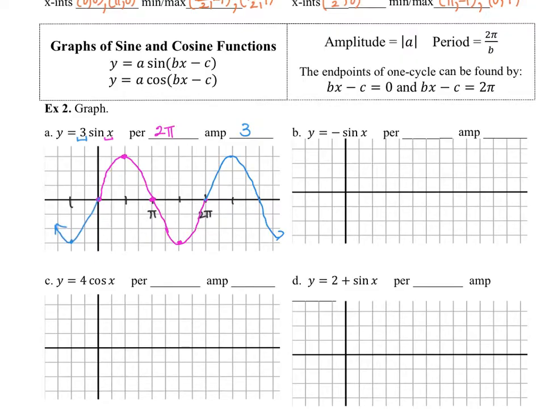Okay, let's look at the next one. It says y equals negative sine x. Because the x doesn't have any coefficient, the period is still 2 pi. The amplitude is the absolute value of the coefficient. So since it's negative 1 sine x, the amplitude is still 1. But because of the negative, it's going to reflect off our normal sine parent function. The period's 2 pi, so I'm going to space it out so I can hit those 4 corners between 0 and 2 pi.